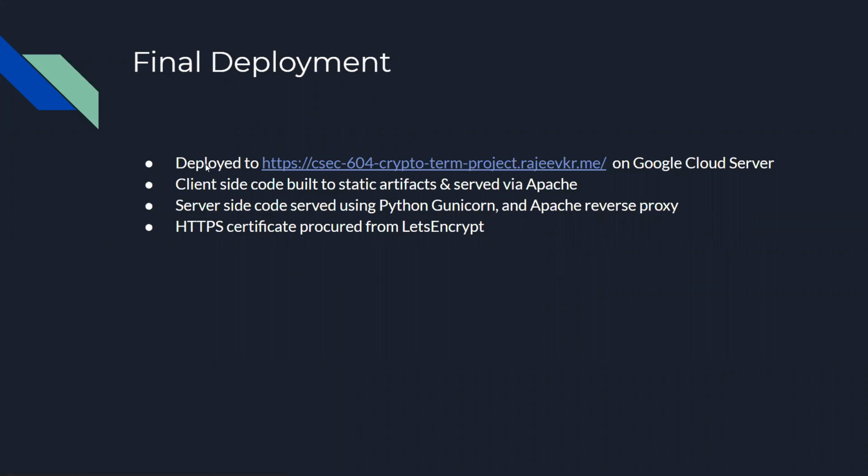So the final deployment, the code is deployed onto this temporary website that I've created using a Google Cloud server. The client side is, because it's Angular, built into artifacts and deployed on an Apache web server. The server side is served using Python Gunicorn, which is an application server for Python with WSGI applications. And all of this is brought together using an Apache reverse proxy and HTTP.